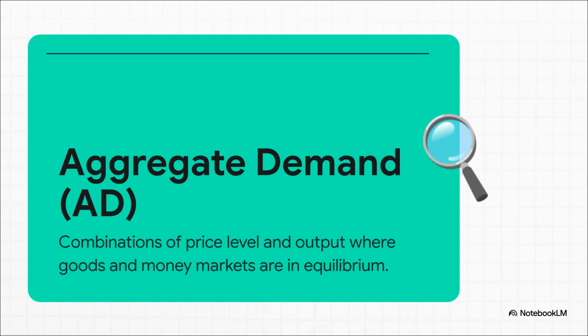So our very first tool here is aggregate demand. But rather than just thinking of it as simply total spending, let's really look at the mechanics under the hood. It relies heavily on the real money supply. When the general price level drops, the purchasing power of the money you already have suddenly surges, and that drives aggregate demand up. That specific relationship is exactly what creates this downward sloping curve.